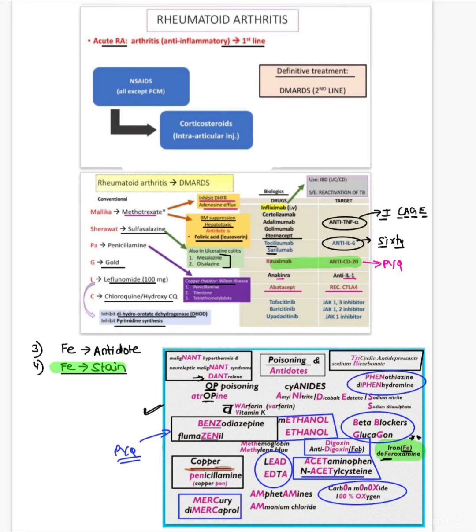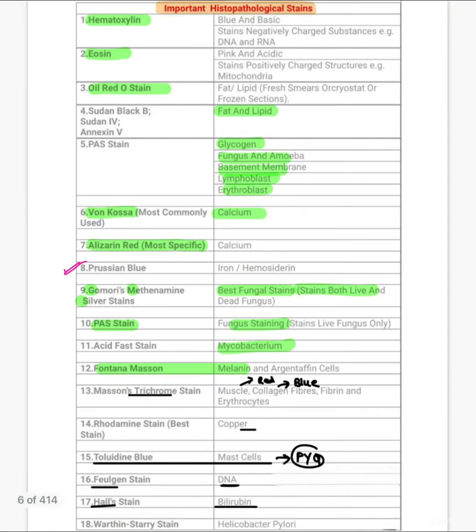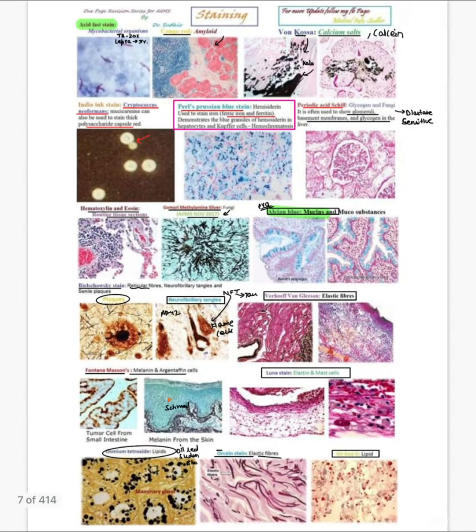If you might have seen my path video, the last video that I uploaded before your FMGE exam, so many questions were from that. See, this was the list I gave you, guys. Iron, guys, it's Perls Prussian blue or the hemosiderin, guys. Also, we have a look at all the stains, guys, that were given, and this was the image also which I showed you, guys. See, acid fast stain, that is Mycobacterium TB, leprae positive, Congo red for amyloid, guys. Okay, and it shows apple green birefringence on polarizing microscopy.